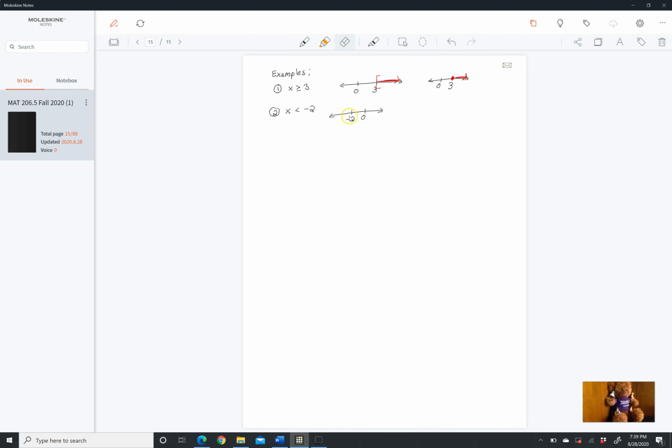Less than means to the left, okay? So less than is over here. So we're shading this area. And because there's no equals, we're going to use a parenthesis. So remember, the parentheses and the brackets are going to open up in the direction that you're shading. So our parenthesis is going to look like this. Sorry, I should do this in a different color.